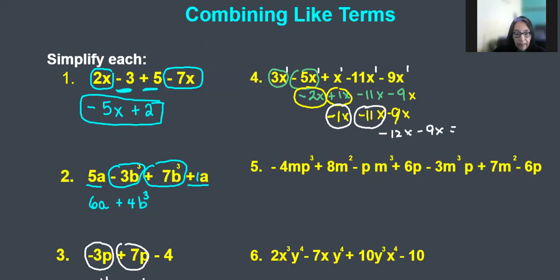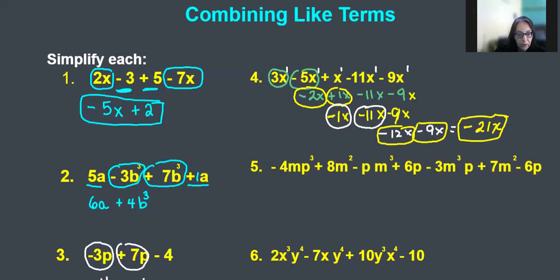Well, when I combine these, I got negative 12x and I've got negative 9x. The signs are the same, so you're adding those numbers. That gives me negative 21x. And that's our answer. So it's just like combining integers, just carry those variables along with you.